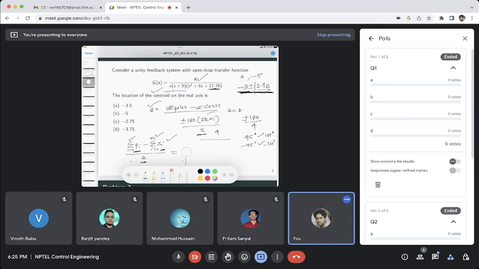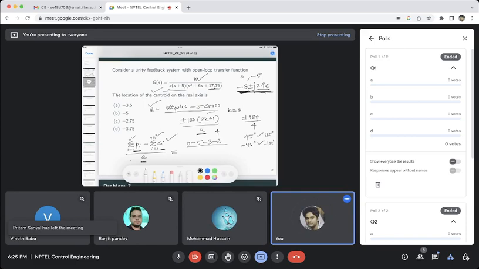The summation of the poles, as you can see: one is 0, then one is minus 5, and the two complex poles sum to minus 3, right? And the denominator is 4. So it is minus 11 by 4, which is minus 2.75. So this is the location of the centroid. Is it clear or do you have a doubt?